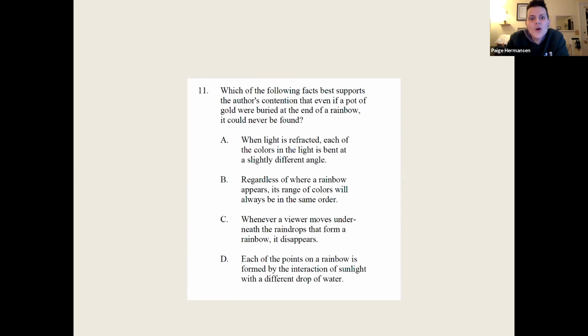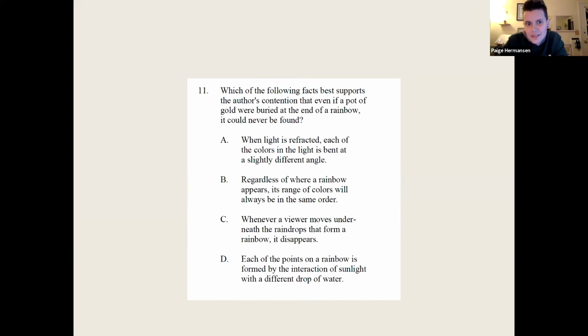Remember that? Or D, each of the points on a rainbow is formed by the interaction of sunlight with a different drop of water. Okay, I can right away say C is what I remember from the passage, from talking about it, from summarizing it out loud. That's what I remember, and I'm definitely not a science person.